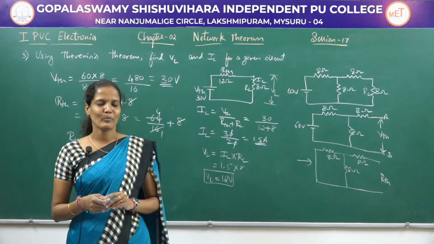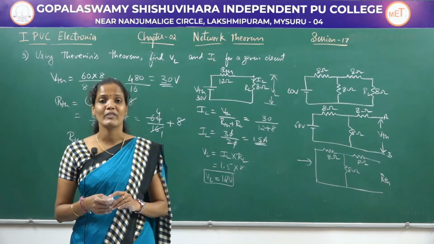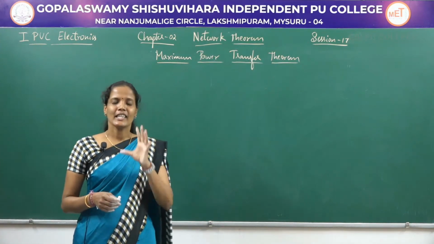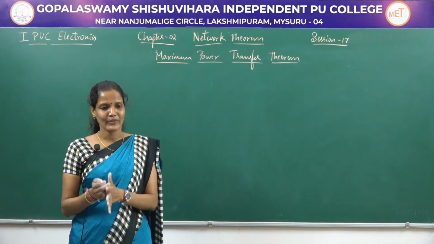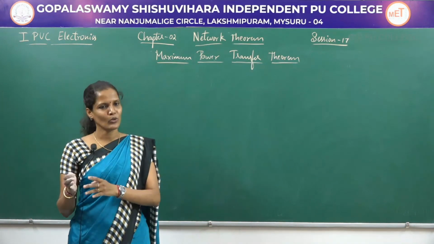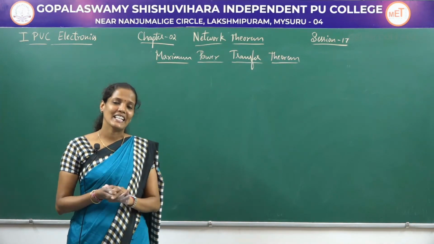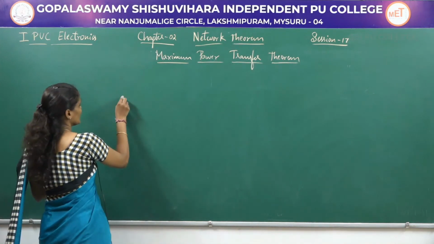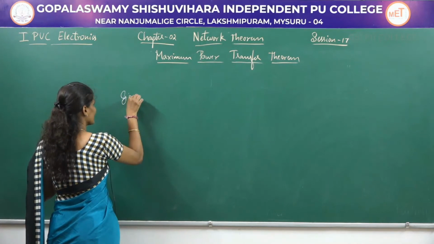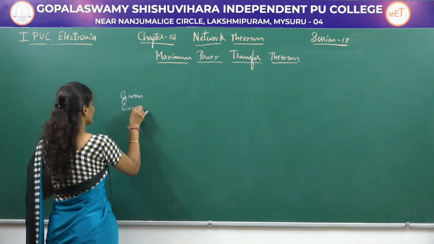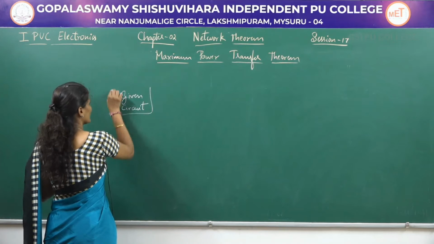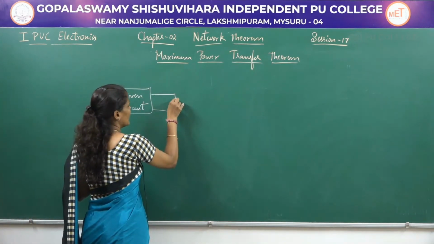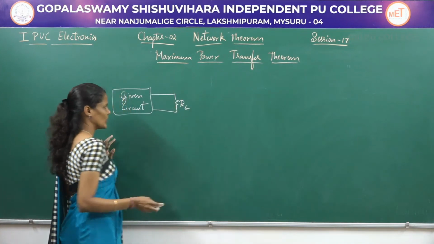Now we'll move on to the next topic of the same chapter, that is the maximum power transfer theorem. The maximum power transfer theorem states that the maximum power will be transferred from the source to the load when the load resistance is equal to the Thevenin's resistance. We have a complex circuit. Let us consider that we have a complex circuit which will have a source and a load resistance will be given.